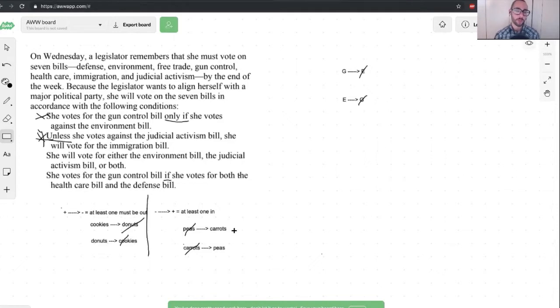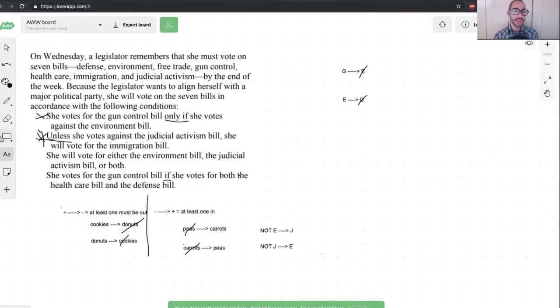So to bring it back to this example of the environment and judicial bills, we're saying at least one of the two must always be voted for. At least one of the two must always be positive. So we have negative E, then positive J, and negative J, then positive E. So to write this one on the side, I'll just type not E, then J, contrapositive, not J, then E. That's what we are dealing with for this rule.